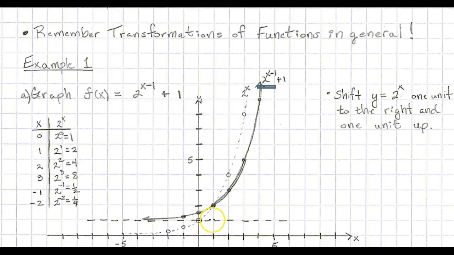This point, 1 unit to the right, 1 unit up. This point, which was on that curve, 1 unit to the right, 1 unit up, right here. This point, 1 unit to the right, 1 unit up, boom. This point, 1 unit to the right, 1 unit up, boom. And then I have those filled-in dots that'll connect the curve, and there is 2 to the x minus 1, plus 1.